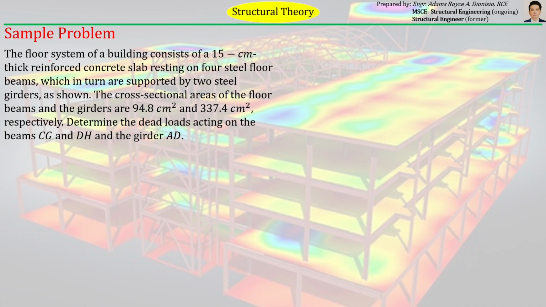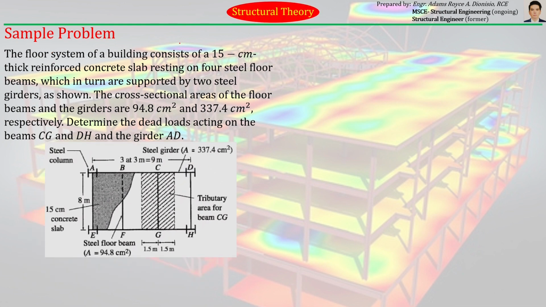So let's try this sample problem. The floor system of a building consists of a 15 centimeter thick reinforced concrete slab resting on 4 steel floor beams, which in turn are supported by 2 steel girders as shown. So you should be somewhat familiar with the load path here for you to be able to answer this problem correctly. Okay? So, isa-isayin natin yung words that are mentioned on the problem.